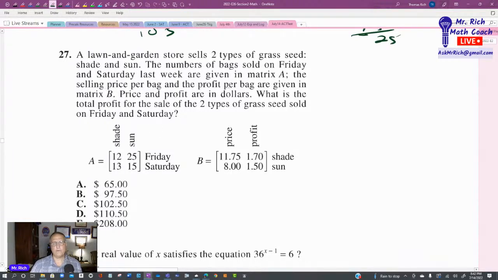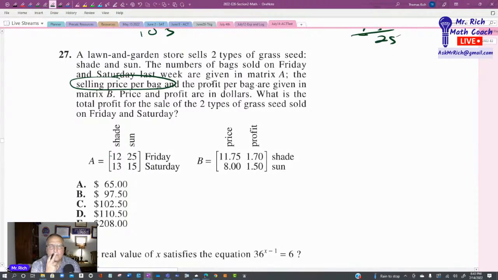Okay, and the selling price per bag and the profit per bag are given in matrix B. Price and profit are in dollars. What is the total profit for the sale of the two types of grass seeds sold on Friday and Saturday? So this is matrix multiplication. What I have to do is the selling price, right? These are selling prices, and this is profit per bag.